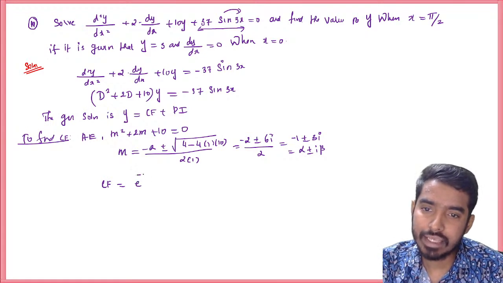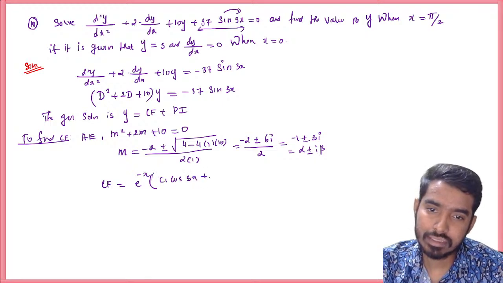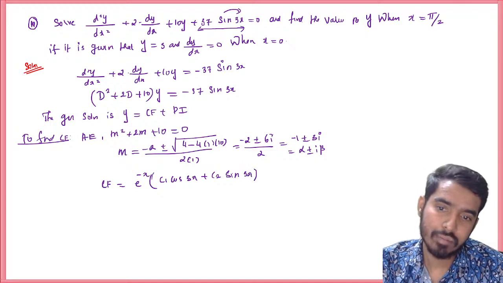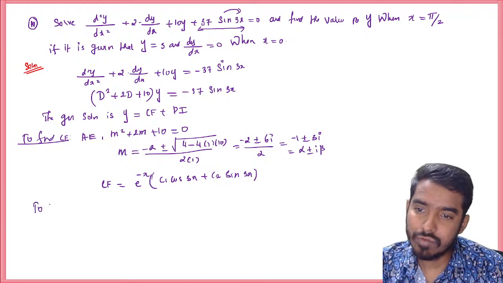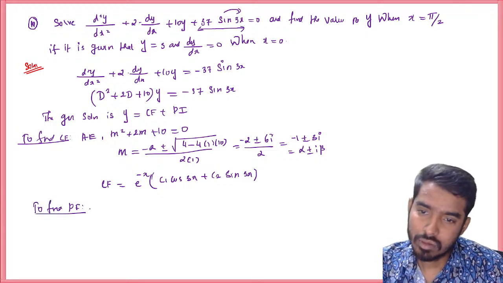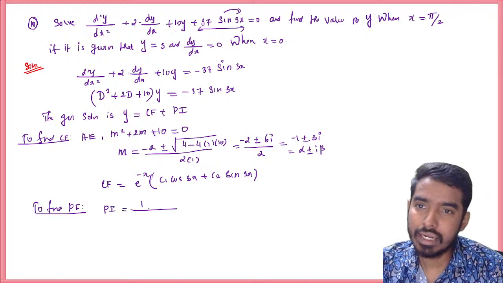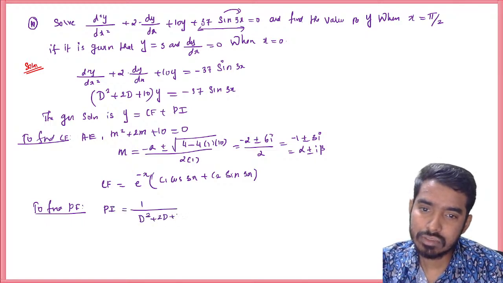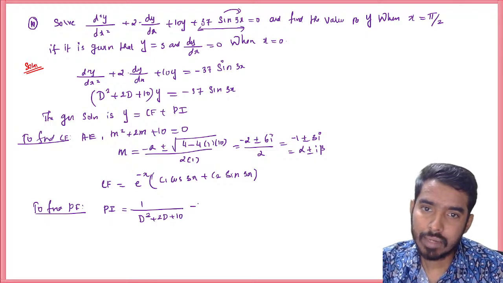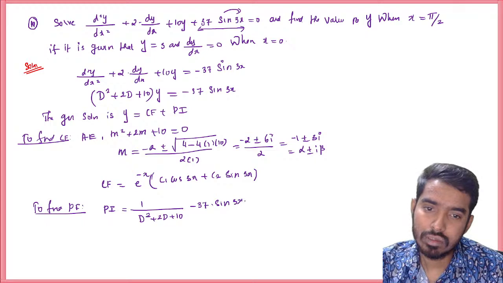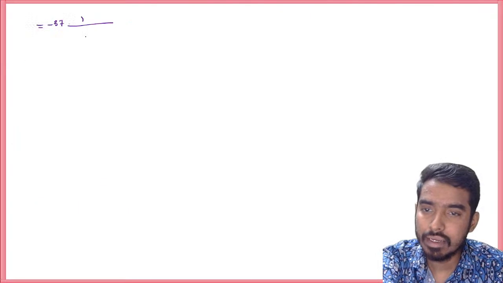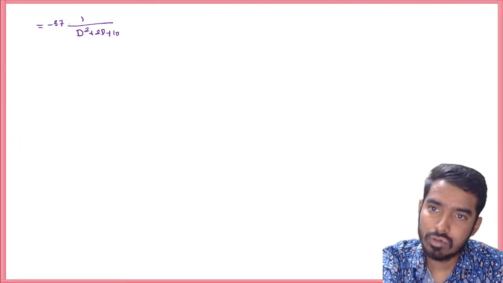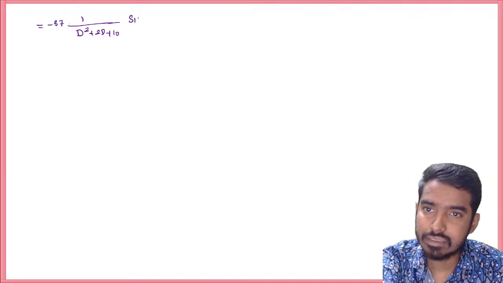So it is e power alpha x into c1 cos beta x plus c2 sin beta x. This is your complementary function, right? Now we will find pi. So pi is given by 1 divided by f of d. So d square plus 2d plus 10 of minus 37 times sin 3x, right? So take this minus 37 outside. It will be 1 divided by d square plus 2d plus 10 of sin 3x.